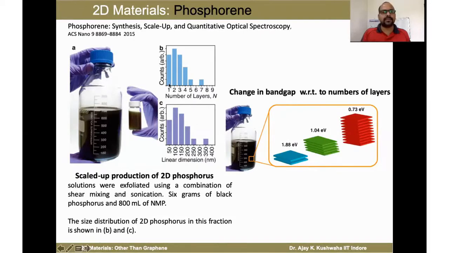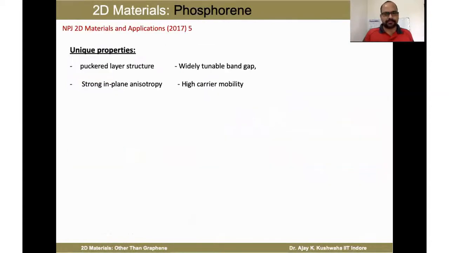They have also counted the number of layers versus the count. So the synthesized phosphorene has 1 layer to 4-5 layers, with an average of 2-3 layers together. Similarly, the size varies from 50 nanometer to 350 nanometer, and the average size is 100 to 150 nanometer. The second figure here also demonstrates that if we tune the number of layers, we can easily control the band gap.